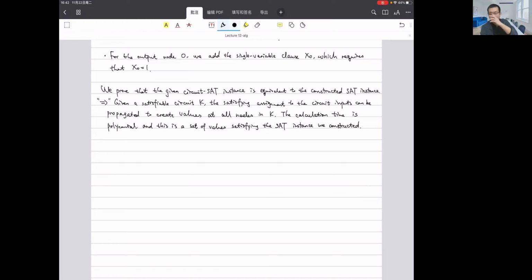So this is the argument from left-hand side to the right-hand side. From the right-hand side to the left-hand side, this is actually quite similar. So suppose that the SAT instance constructed is satisfiable.